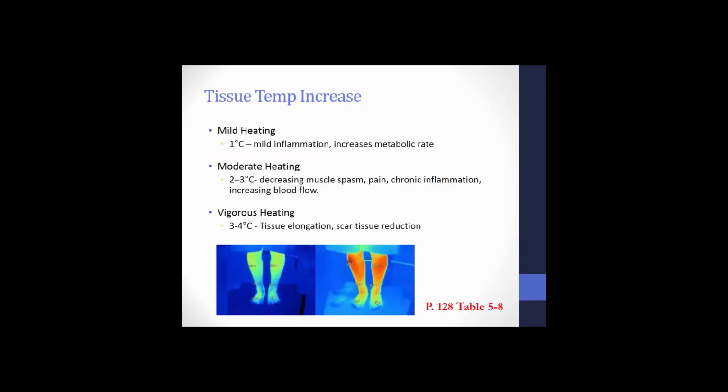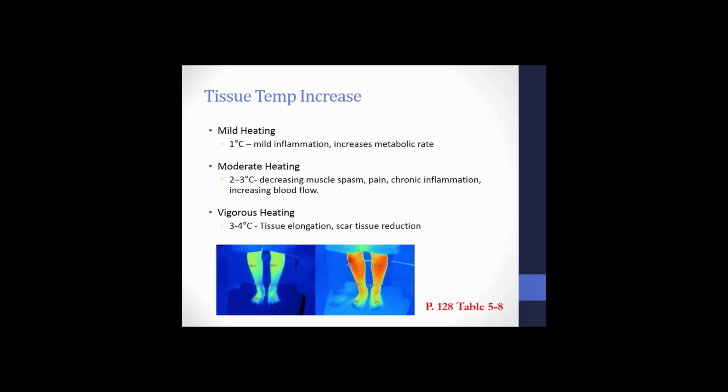The magnitude of heating effects is based on the temperature increase of the target tissue. Mild heating is associated with 1 degree Celsius or 1.8 degree Fahrenheit, which is utilized for mild inflammation and accelerated metabolic rates. Moderate heating is associated with 2 to 3 degrees Celsius or 3.6 to 5.4 degrees Fahrenheit increases, which is utilized for decreasing muscle spasm, decreasing pain, reducing chronic inflammation, and increasing blood flow.